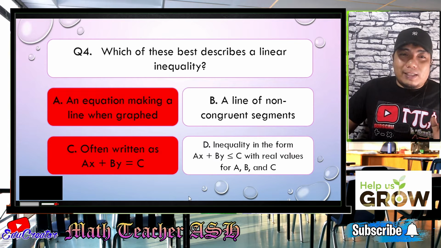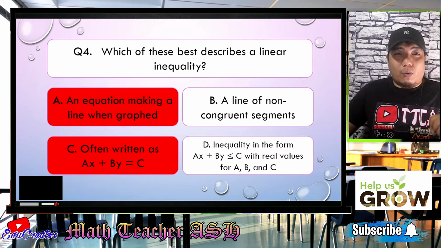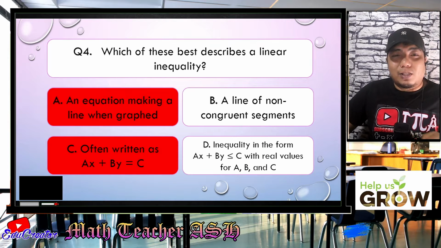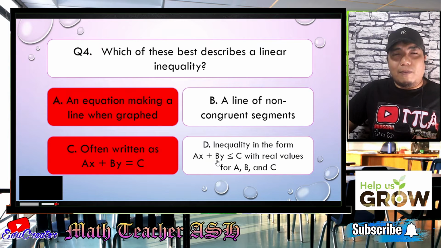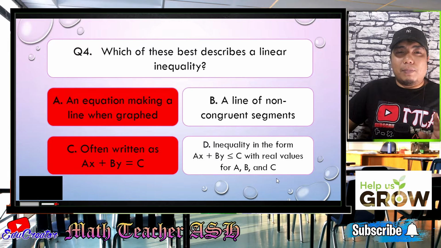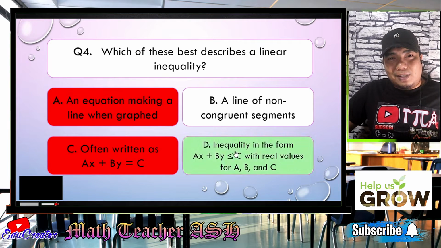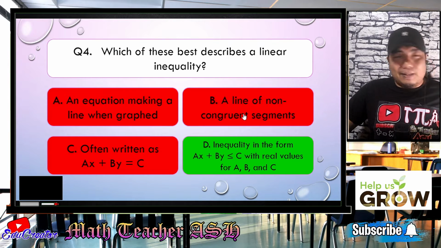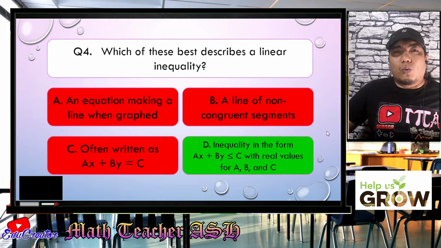Now, which statement describes the linear inequality? Of course, the correct answer is letter D, because the linear inequality in two variables expresses this form in which A, B, and C are real values. So the correct answer is letter D. All right. Easy, right? Very easy, my dear math learners. Now let us go to question number 5.